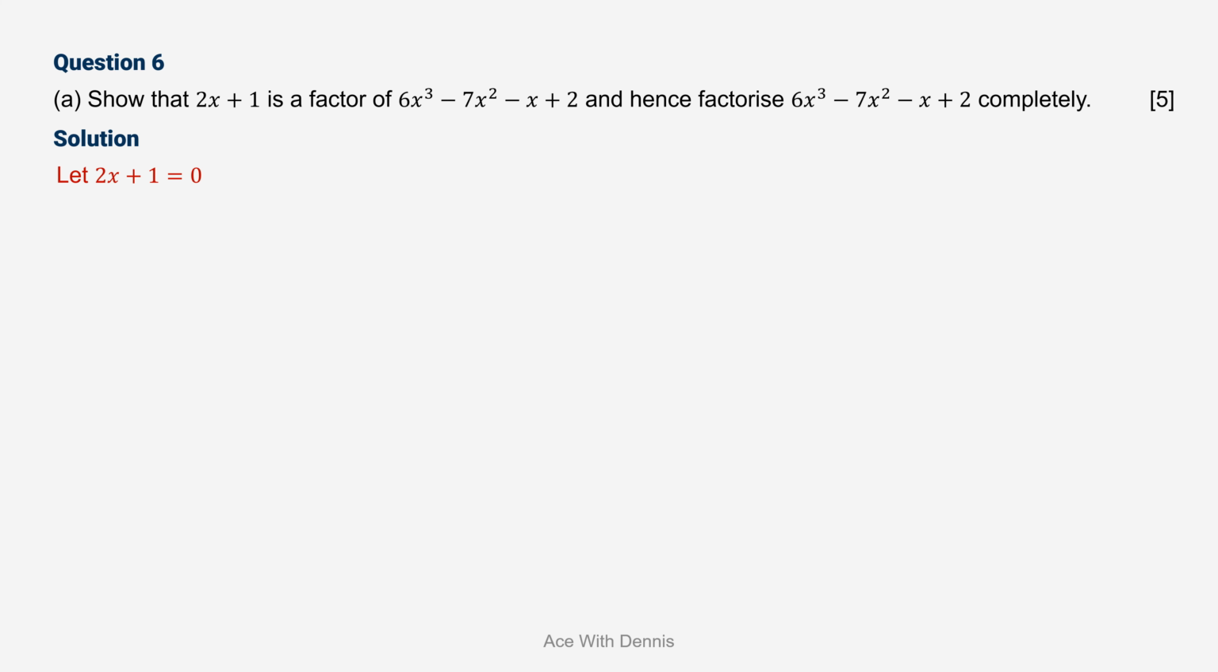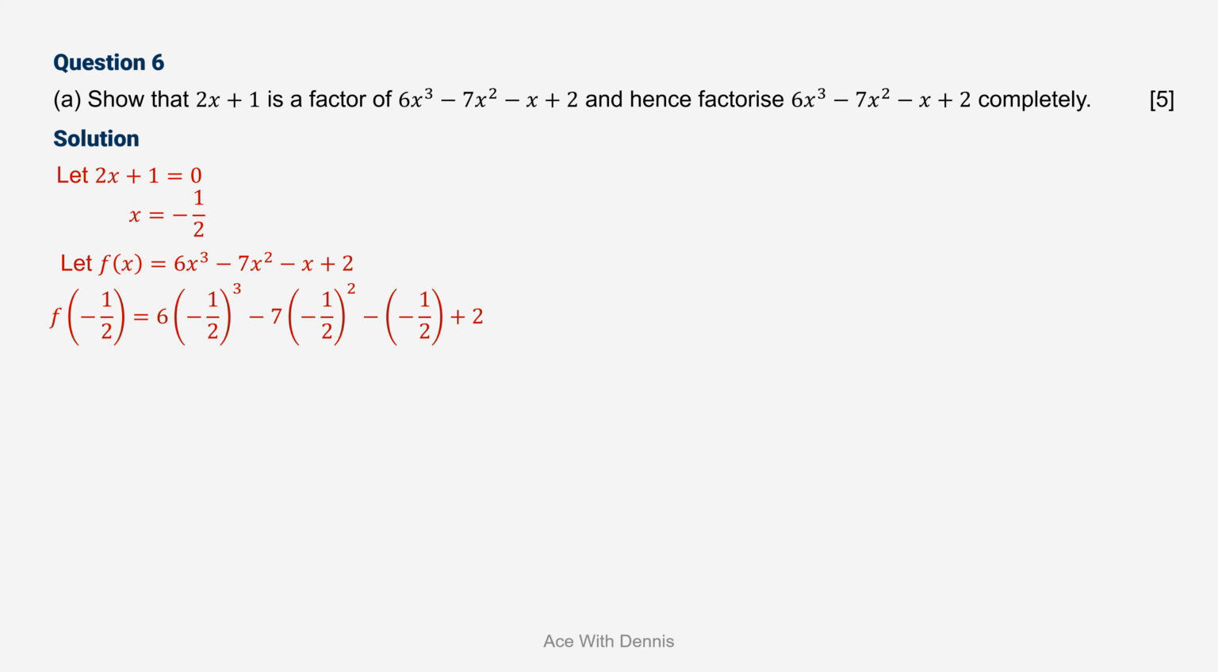We will let 2x plus 1 equals 0, hence x equals negative half. We also represent the expression given in function form. Then we will let f(x) equals 6x cubed minus 7x squared minus x plus 2. Next, we substitute x equals negative half into this function. Therefore, f(negative half) equals 6 times negative 1 over 2 cubed minus 7 times negative half squared minus negative half plus 2. So we calculate. Here we get f(negative half) equals 0. By factor theorem, 2x plus 1 is a factor, hence shown.